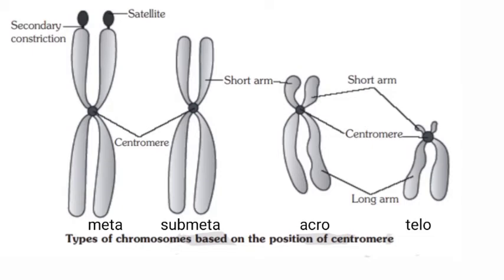Let's see the diagrammatic representation of types of chromosomes based on the position of centromere. Very first one, metacentric chromosome, in that the centromere is exactly in the middle. In submetacentric chromosome, the centromere is just away from the middle of the chromosome. In acrocentric chromosome, the centromere is at one side of the chromosome. In telocentric chromosome, the centromere is completely terminal. Let's check these diagrams carefully for your better understanding of types of chromosomes based on the position of centromeres.